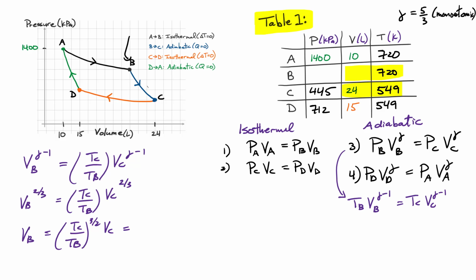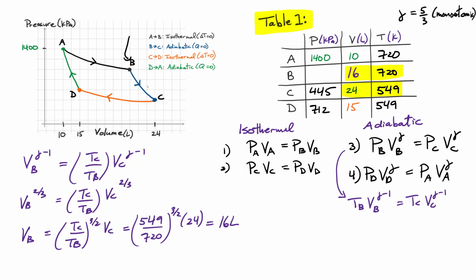So now I just substitute my values in here. So the temperature I had 549, I have 720. This is to the 3/2. And the volume at point C was 24 liters. I substitute that value and I get approximately 16 liters. All right, so I can go ahead and put that in the table.